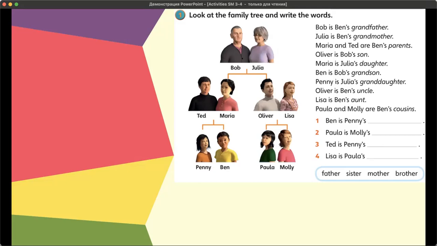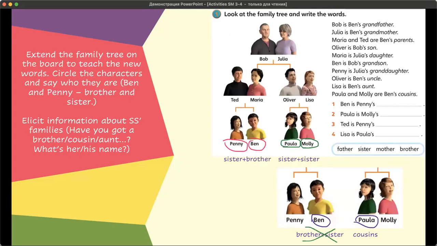So what I suggest here is you show this picture on the board, you extend it, and you can circle some people like Penny and Ben, for example, and tell them that they are brother and sister. You can write this under the names. Some of them have brothers and sisters, so it's easier. Also, you circle other two names and you say that they are sister and sister. So here we have no problems.